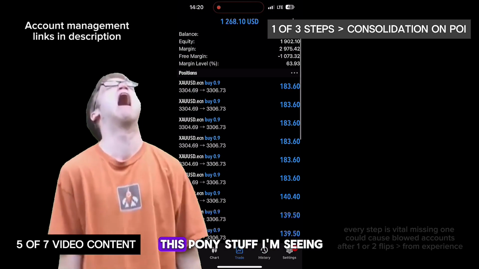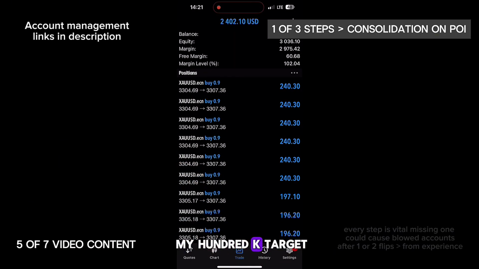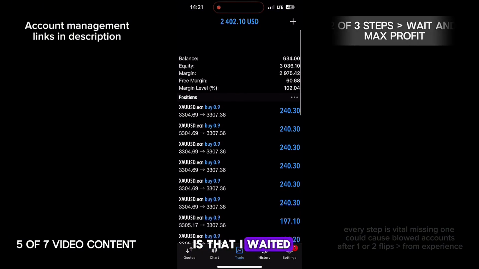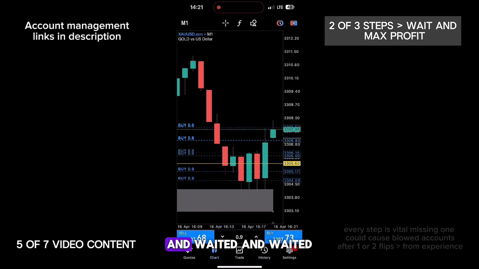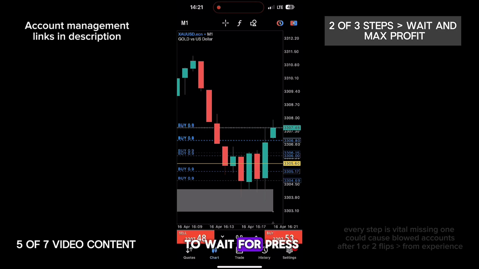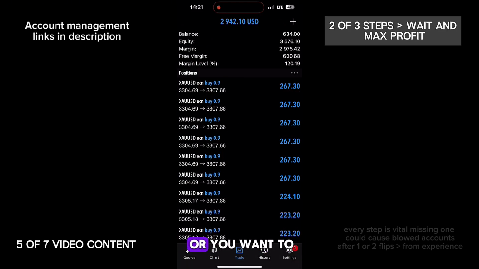But I didn't like this pony stuff I'm seeing, because this is not going to get me to my 100k target. So what I did is that I waited, because I was expecting price to get to that top there. You want to wait for price to get to this top, and then you close. Or you want to set a particular number, let's say 10, 5, 2, 3, or even 4.